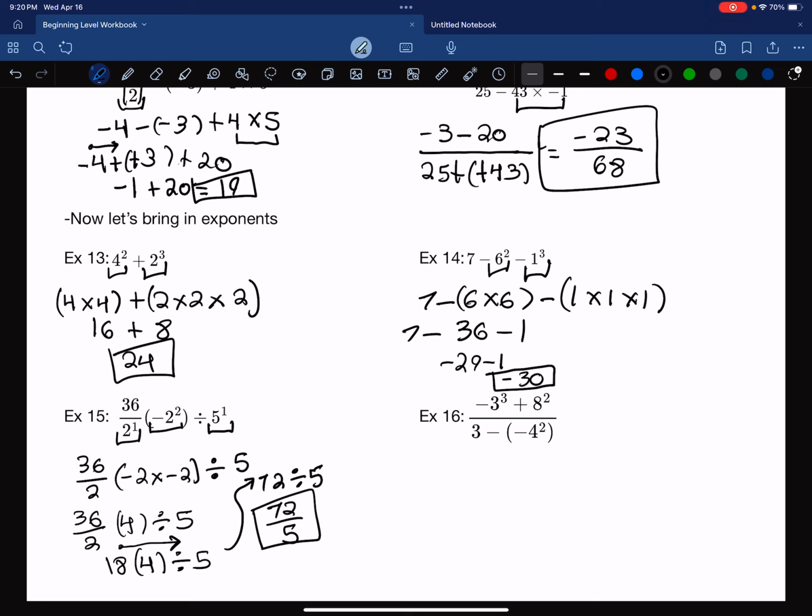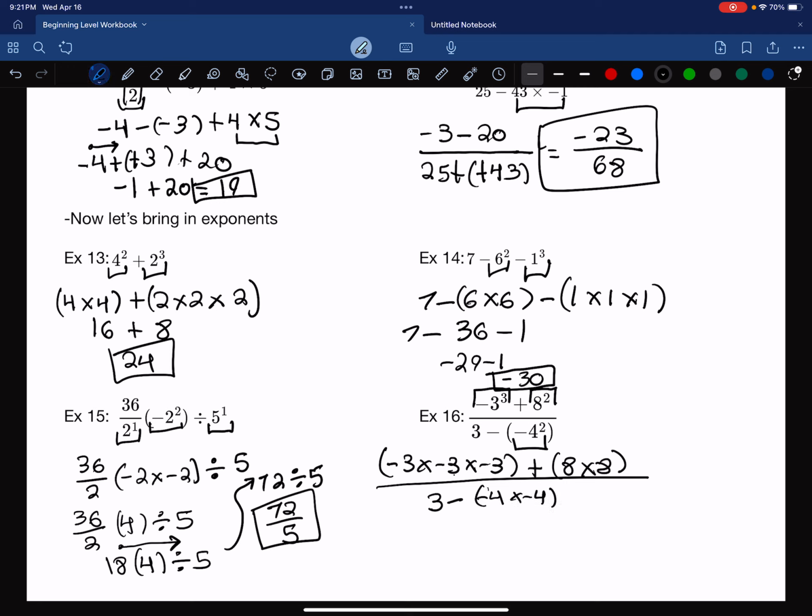So looking at example 16 now. Remember, we want to simplify our exponents first. So let's simplify this negative 3 cubed, this 8 squared, and this negative 4 squared. Negative 3 cubed is negative 3 times negative 3 times negative 3. And then we're going to add the 8 squared, which is 8 times 8. And then we're going to divide all that by 3 minus negative 4 squared, which is negative 4 times negative 4.